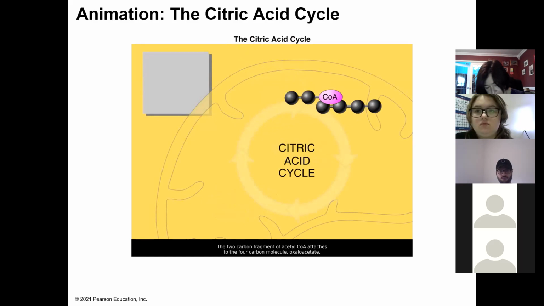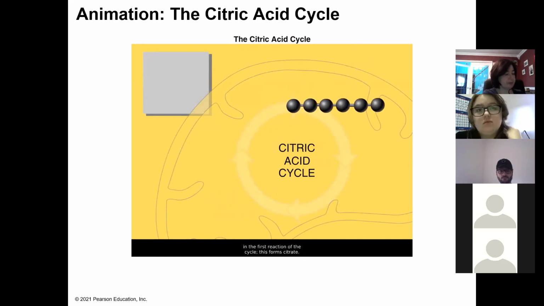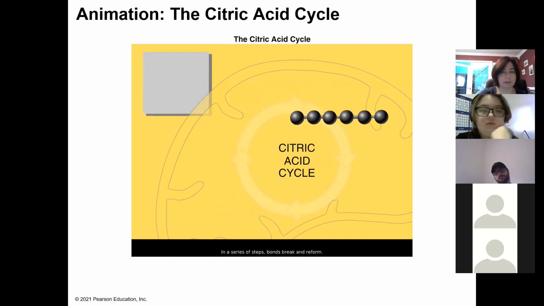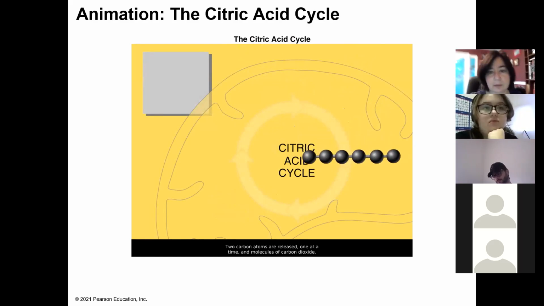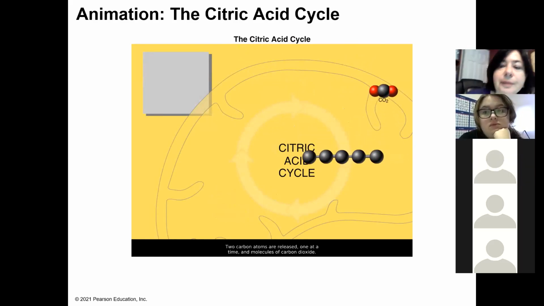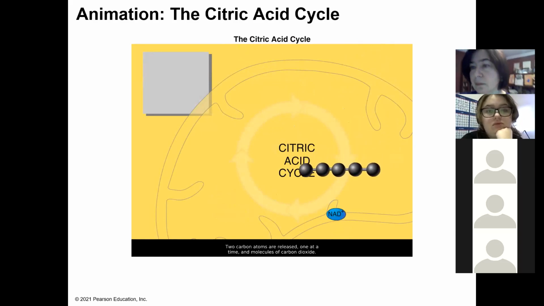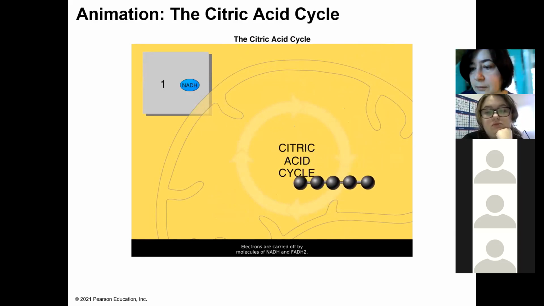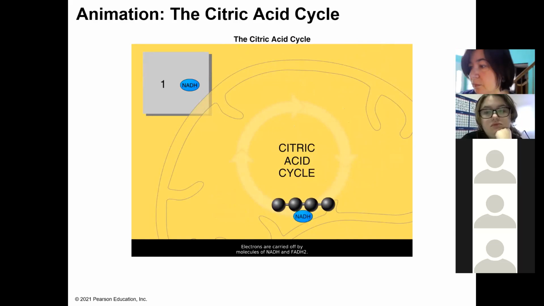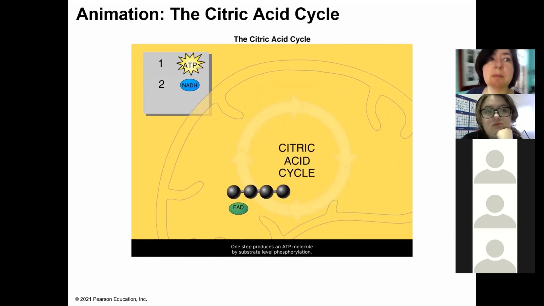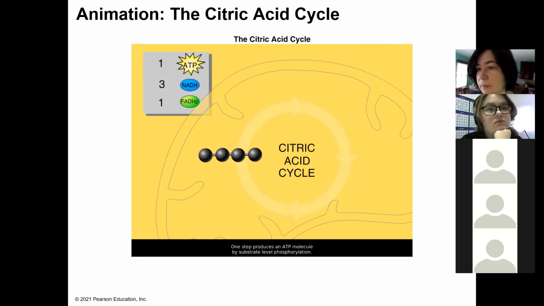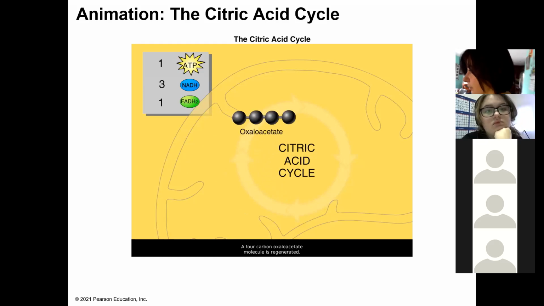One molecule of acetyl-CoA enters the citric acid cycle. The two-carbon fragment of acetyl-CoA attaches to the four-carbon molecule oxaloacetate. This forms citrate. In a series of steps, bonds break and reform. Two carbon atoms are released, one at a time, in molecules of carbon dioxide. Electrons are carried off by molecules of NADH and FADH2. One step produces an ATP molecule by substrate-level phosphorylation. A four-carbon oxaloacetate molecule is regenerated.